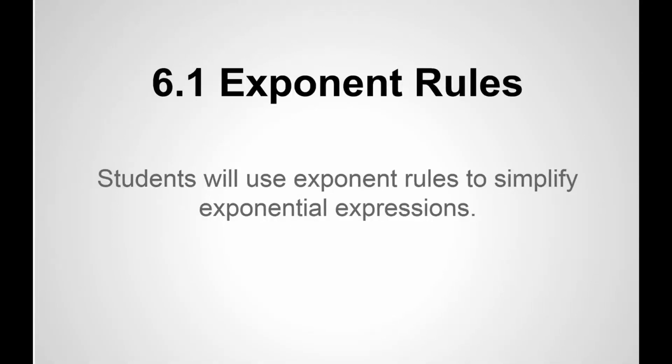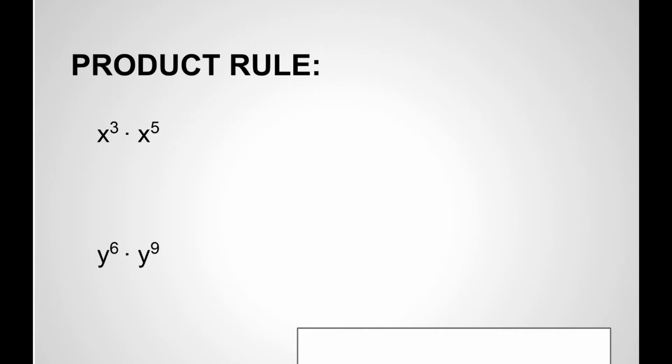Okay, for this lesson we're going to look at exponent rules. The first thing we're going to look at is called the product rule. So the idea here is we have to look at the example, and this is basically x to the third times x to the fifth.